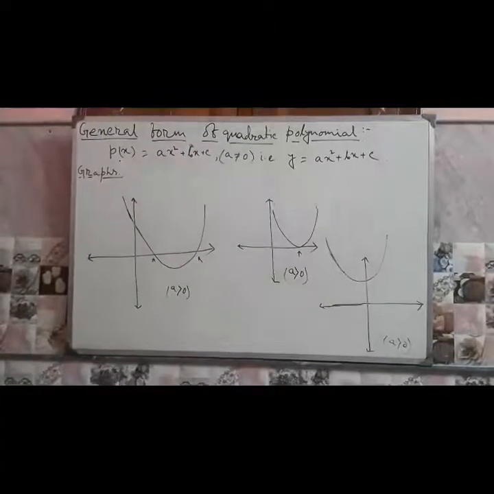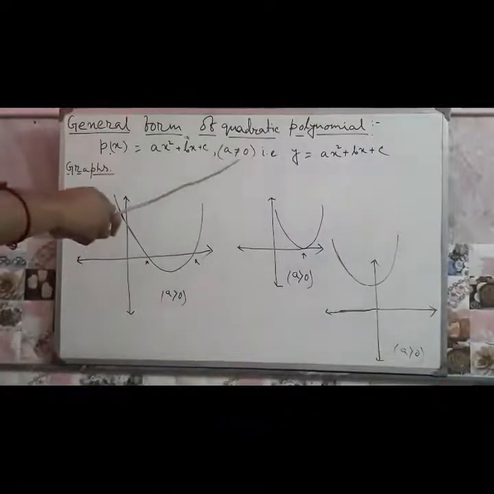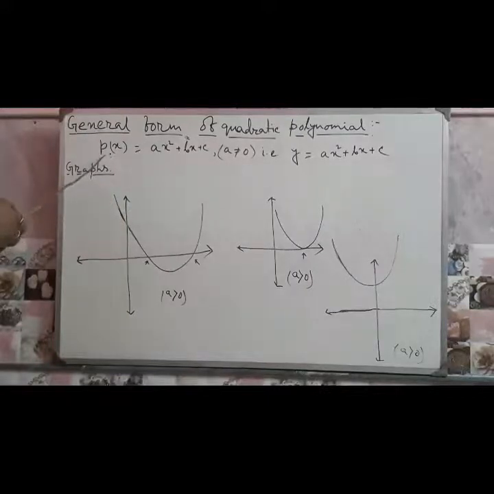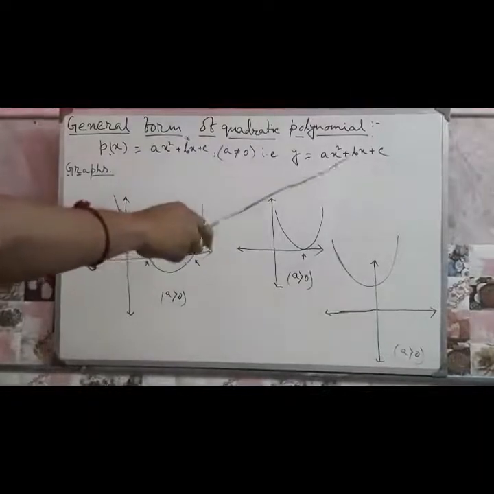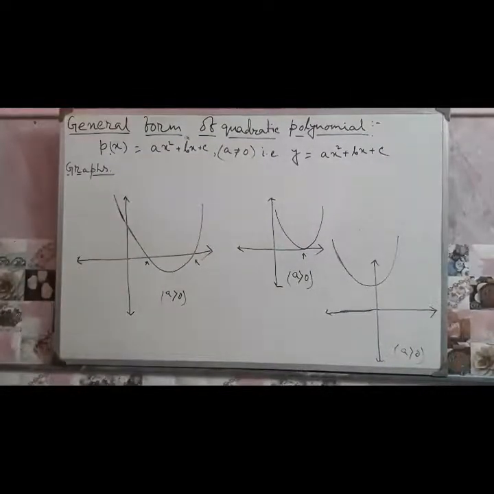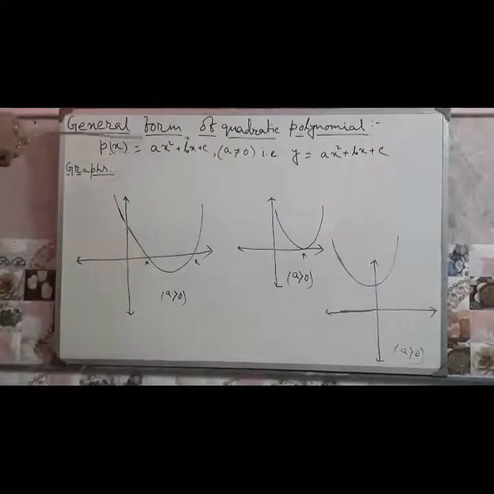Now, for the quadratic polynomial, what is the standard form? The general form is ax square plus bx plus c, whenever a is not equal to 0. If this p of x is written in y, then it can be written as y is equal to ax square plus bx plus c. Then a is not equal to 0. Why a not equal to 0? Now if a becomes equal to 0, then 0 into x square will be 0. This term will vanish, so this polynomial fails to be a quadratic polynomial.